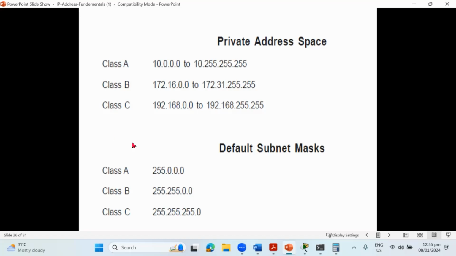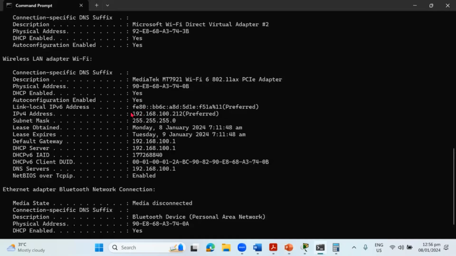Then we have the subnet mask. The subnet mask is just an alternative for knowing what class of IP address you are given. If the subnet mask is 255.0.0.0, that is class A. If it is 255.255.0.0, that is class B. If it is 255.255.255.0, that is class C. That is our basis. The default subnet mask is simply the alternative. When you are given these subnet masks, you can tell what class of IP address it is.